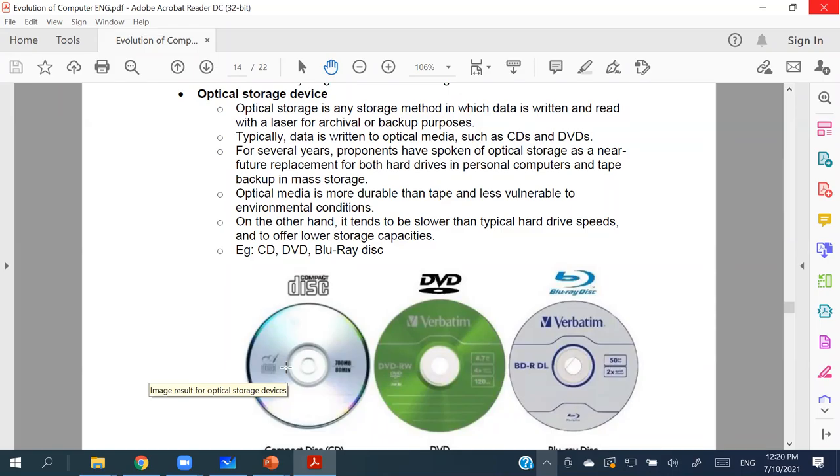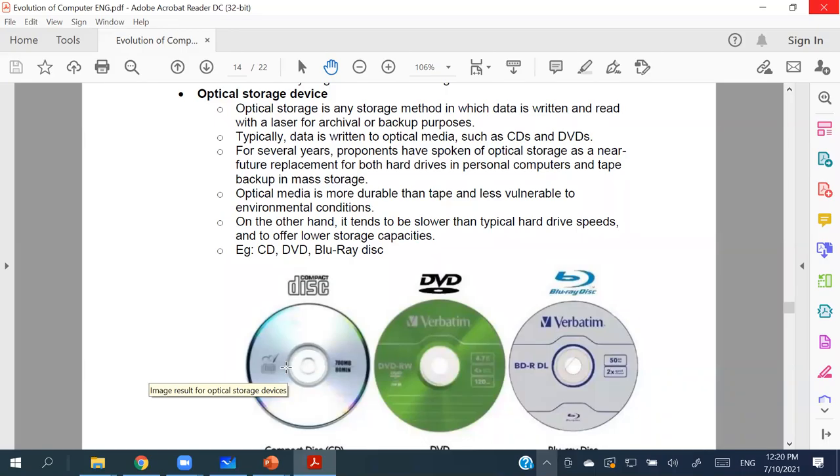A CD can only hold 720 megabytes. A DVD is capable of writing 4.7, almost 5 GB. And there are dual-layer DVDs, so that means the storage can be doubled. And a Blu-ray can contain about 5 DVDs' worth, more than 25 GB stored inside the Blu-ray. So they are the same in size, but how do they differ in capacity?